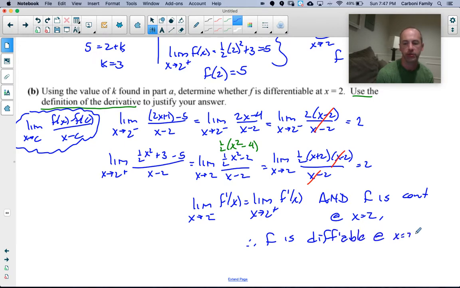And if it weren't for them forcing you into the limits on this one, it really wouldn't be as bad. You could use your derivative shortcuts, your power rule. However, they did say using the definition of a derivative, so that kind of forces you into this method. And if you didn't do that, you wouldn't get your points.